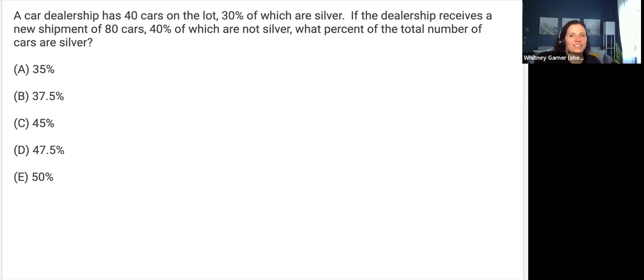Okay. So we're looking at 40 cars in the lot, and then we get some new cars, another 80. We want to know about this new bigger group. Yeah, we're talking overlapping sets again. So we'll start with our tug of war. And what we're comparing, let's get really clear, is the percent of the total number of cars that are silver. So I might make a note to myself, this is percent silver.